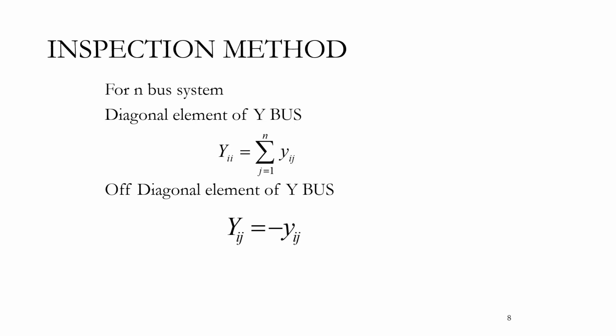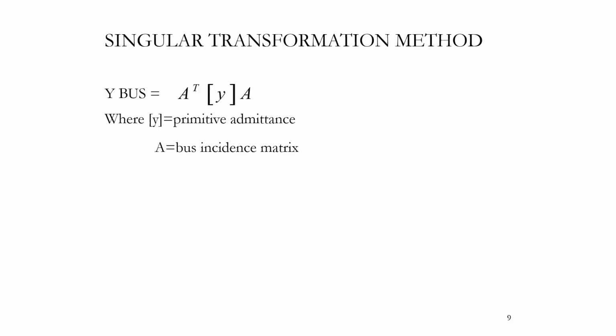In the inspection method, if there is an n-bus system, the diagonal elements of Y-bus are given by Yii equal to the summation of j equal to 1 to n of Yij. Off-diagonal elements of Y-bus are given by Yij equal to minus yij. In the singular transformation method, Y-bus is given as A transpose times the primitive admittance times the bus incidence matrix, where y is the primitive admittance and A is the bus incidence matrix.